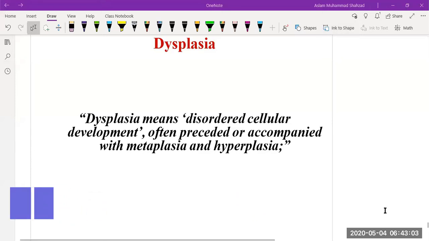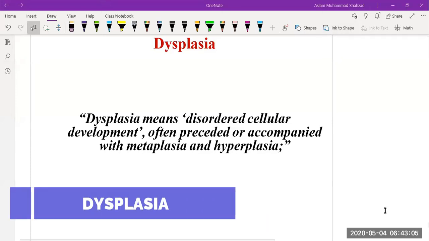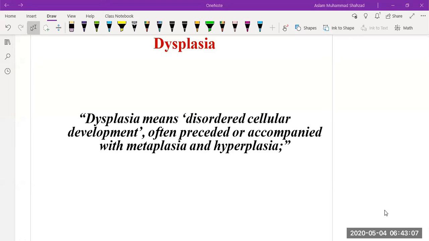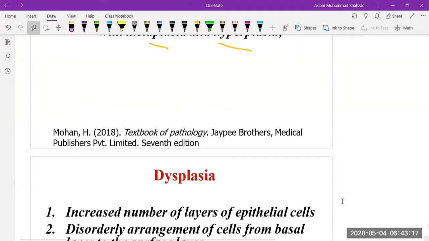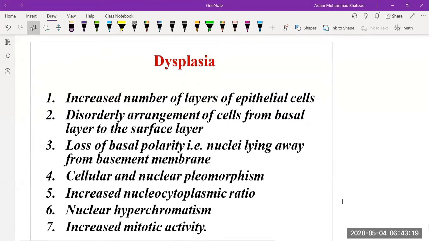Today we are going to discuss dysplasia. It is defined as a disorder of cellular development, often preceded or accompanied by metaplasia and hyperplasia. And we discussed in the previous lecture that if the stimulus persists, metaplasia can change to dysplasia. So what are the key characteristics in dysplasia?